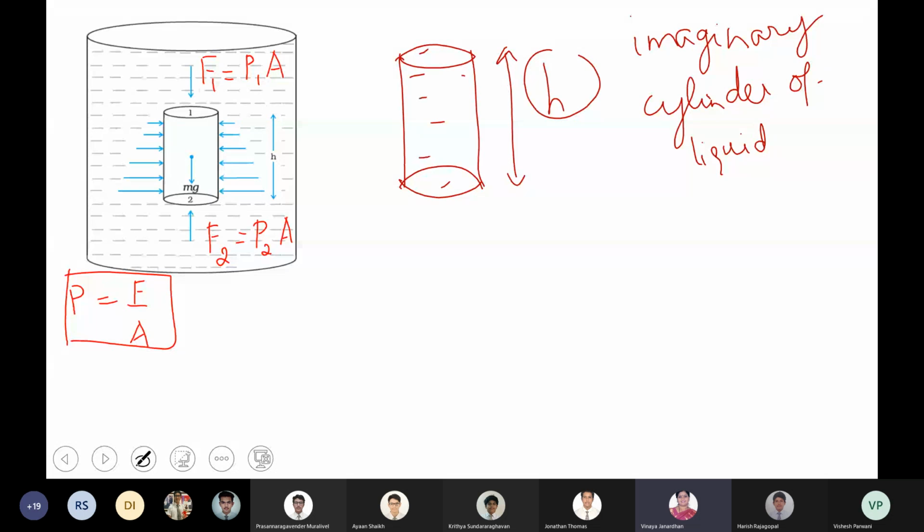So this cylinder will contain the liquid. Now I have two surfaces, surface 1 and surface 2. Now if the liquid is stationary, then the cylinder should also be stationary. The cylinder should be at equilibrium, which means the net force acting on the cylinder should be 0. Is that clear, boys? The entire liquid is static, so the net force acting on the cylinder should be 0. Now let us consider all the forces acting on it.